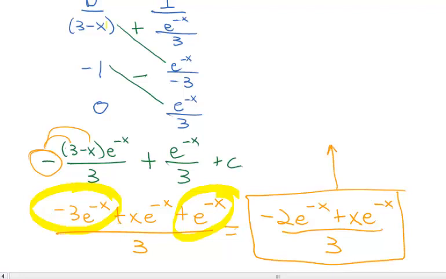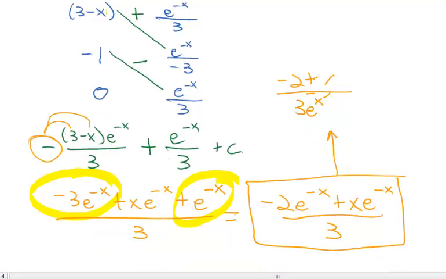Or if you factor out that e^(-x), if you want, you can move it to the denominator then. 3e^x under negative 2 plus x. Both of those are the same. Either one will work.